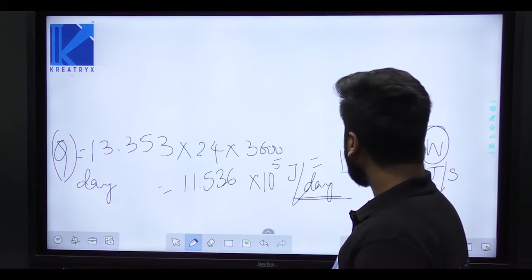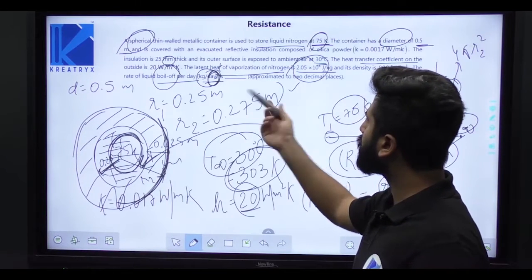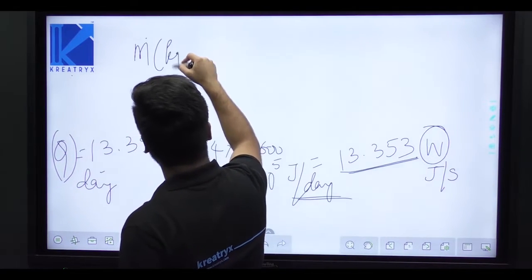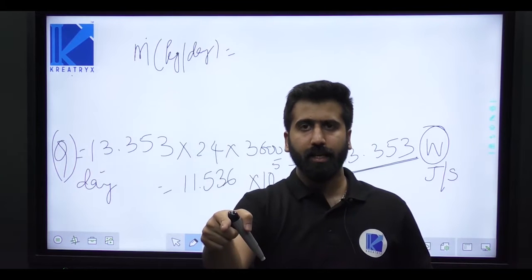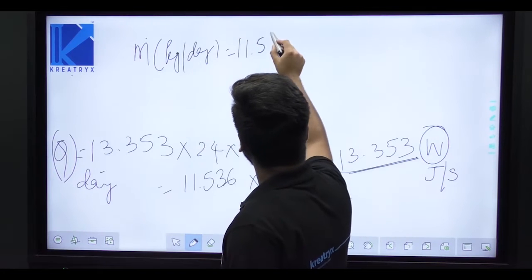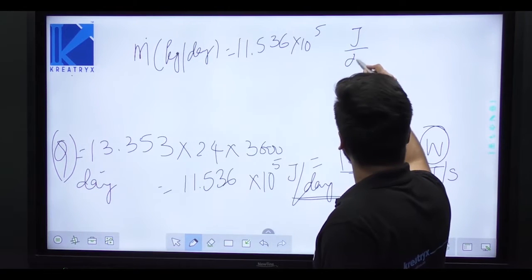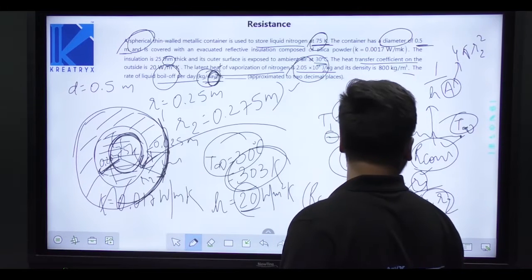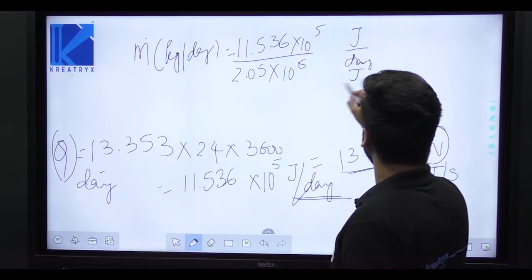Okay, so I found out Q day. Now I want to find the rate of liquid boil off per day, in kilogram per day. So the rate of liquid boil off, m dot in kilogram per day, will just be equal to the heat going into that spherical shell in a day divided by its latent heat of vaporization. This is 11.536 into 10 to the power 5 joule per day, divided by h_fg, which is 2.05 into 10 to the power 5 joule per kg.